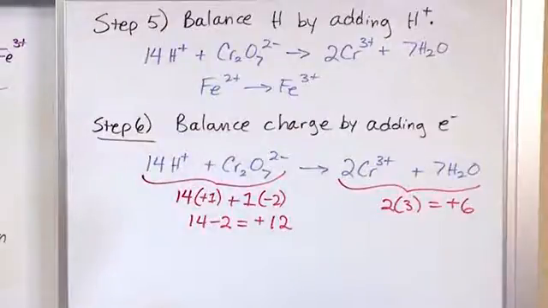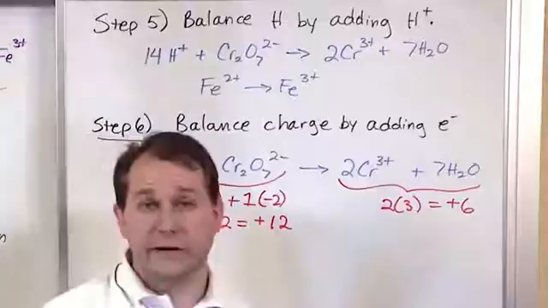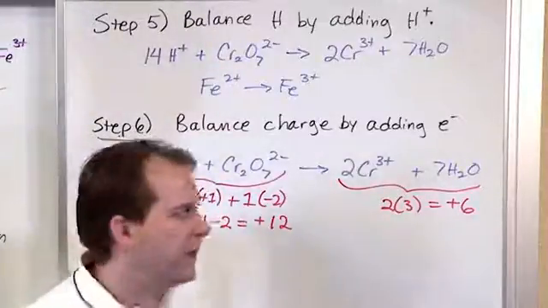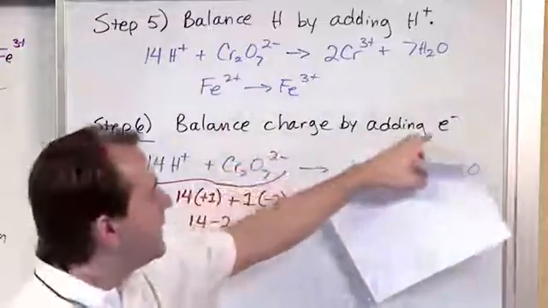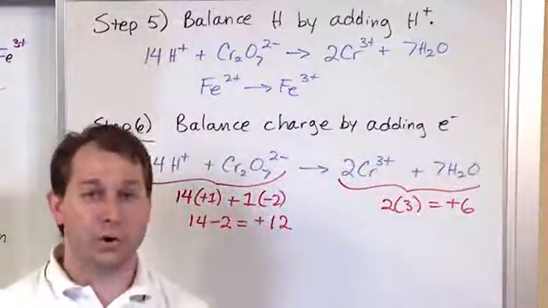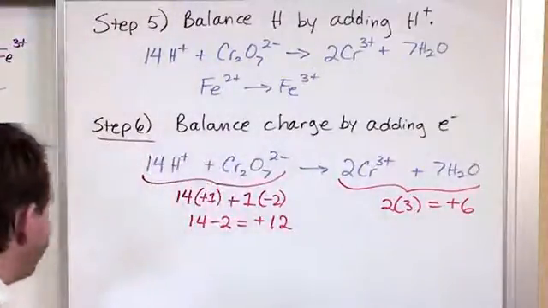So what you do is you sum up all the charges on one side, and you sum up all the charges on the other side. And they're going to be different because there's electron transfer going on. And what you need to do is add electrons to whatever side of the reaction is needed in order to balance that charge transfer.